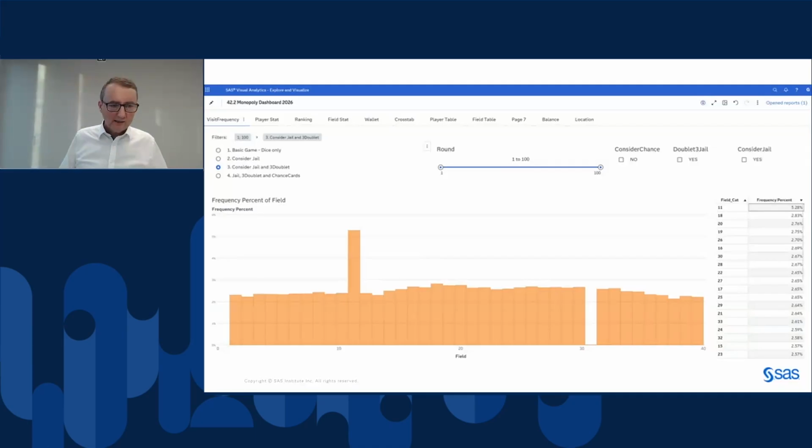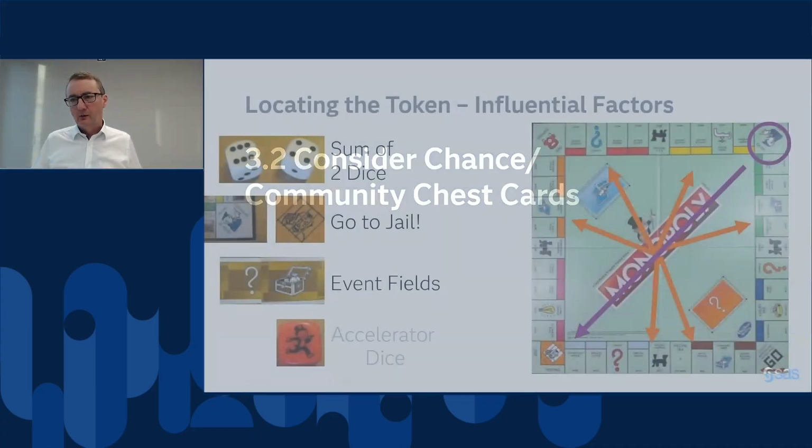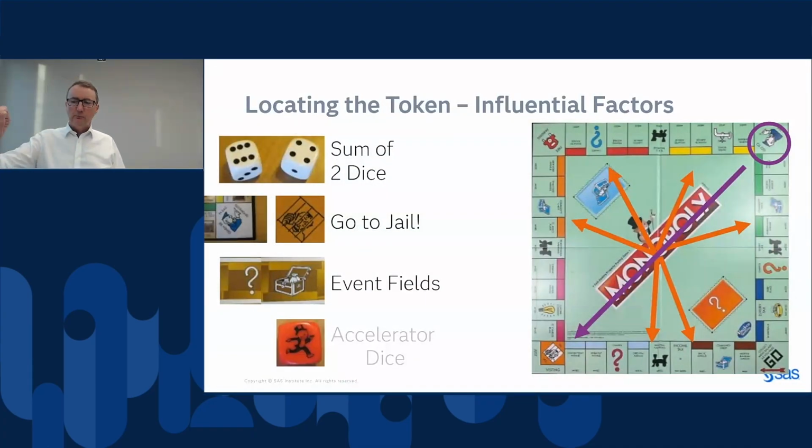Let's now jump one step forward and take a look at what happens if we not only look at the jail directive, but also at the chance cards or the community chest cards. What does this mean? In Monopoly, you sometimes pick cards where it says, now you jump to field number 12, or you go to field number 1, or push 4 fields forward, or jump to the next railroad or to the next utility.